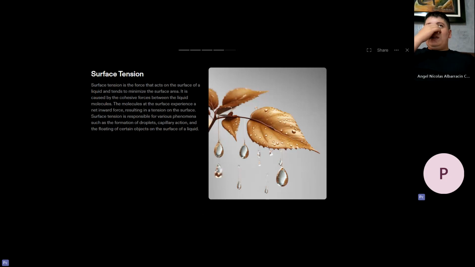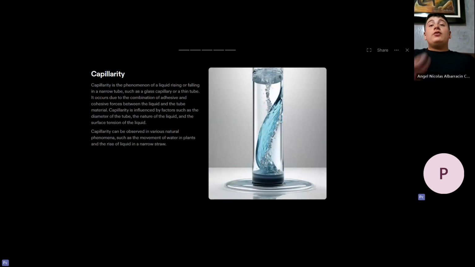So for example, we can see that some mosquitoes are able to walk on the water, and the surface tension is enough to support that pressure in some way. We can analyze that. Also, we have some other topic.